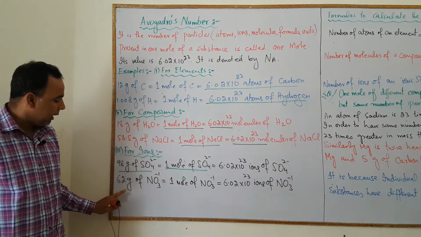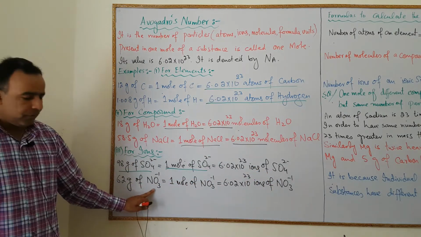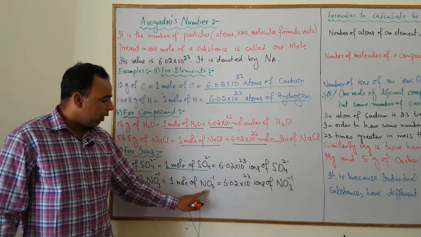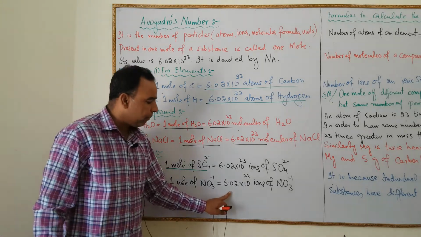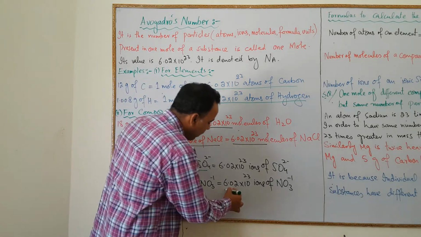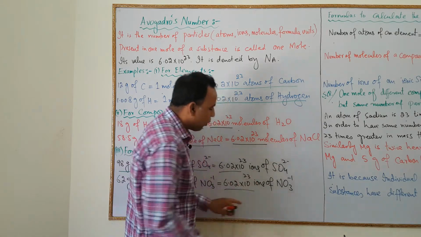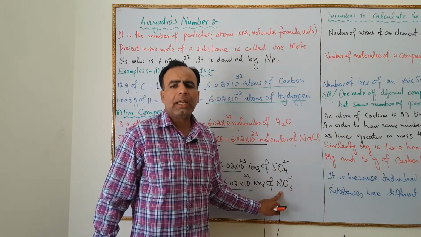And similarly, 62 gram of nitrate will be equal to 1 mole of nitrate ion, and this will be equal to Avogadro's number, 6.02 × 10^23 ions of nitrate.